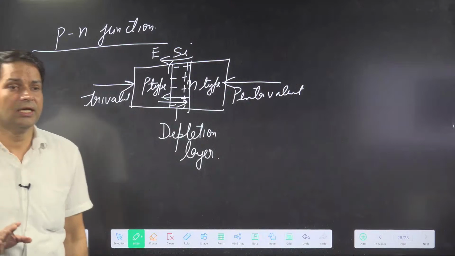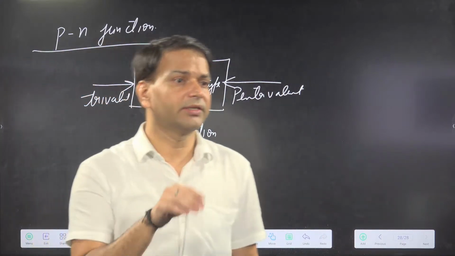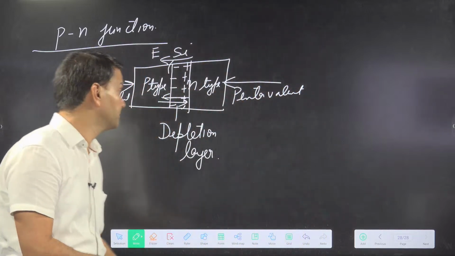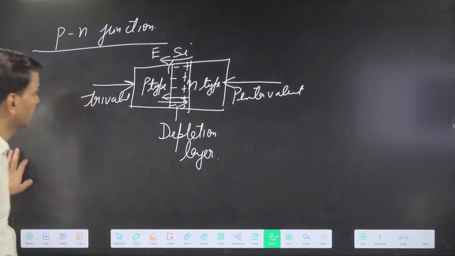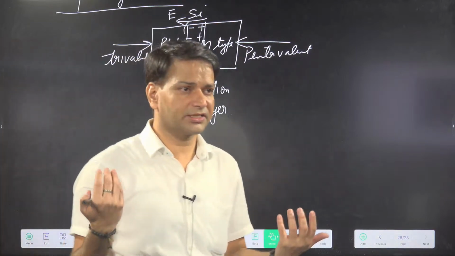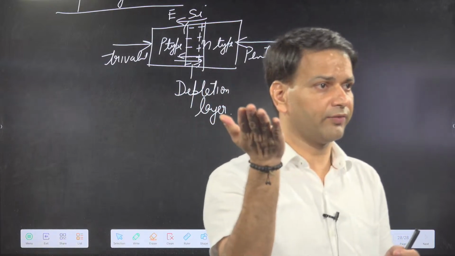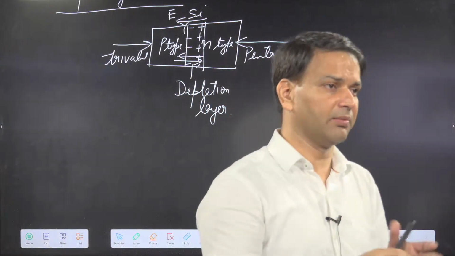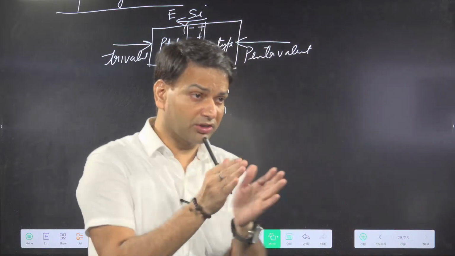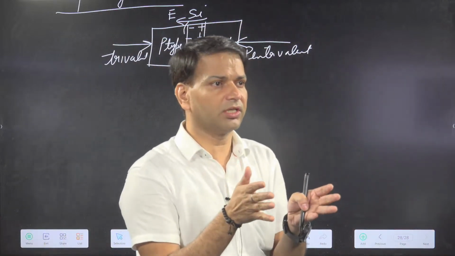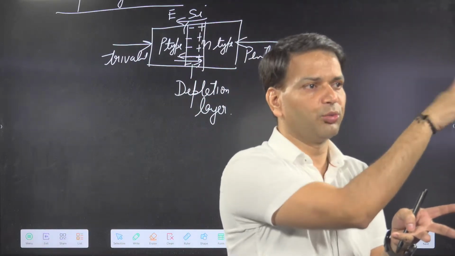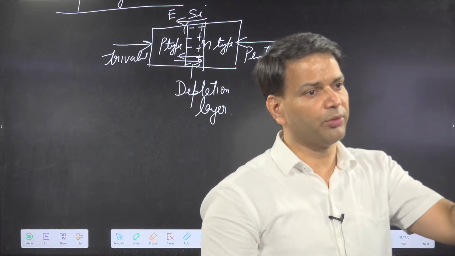Everybody got it or not? So the immobile ions make the depletion layer. The depletion layer is formed due to the immobile ions. So what will happen now? Due to the concentration difference, electrons go from the N side to the P side, and holes go from the P side to the N side. This process is called diffusion, because the electrons are crossing from N to P, and holes are going from P to N.